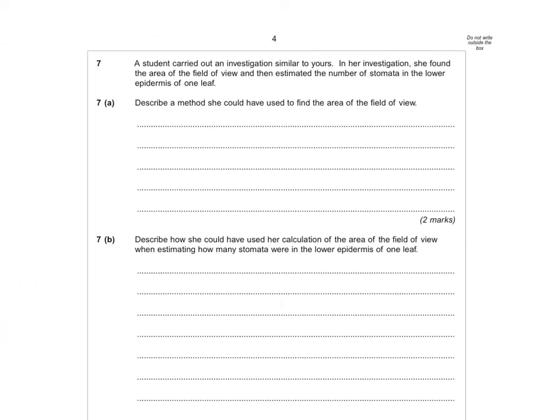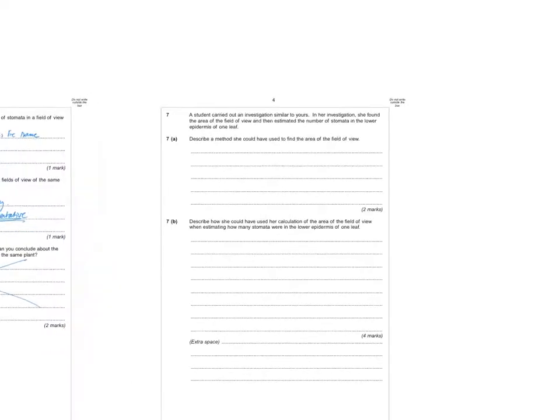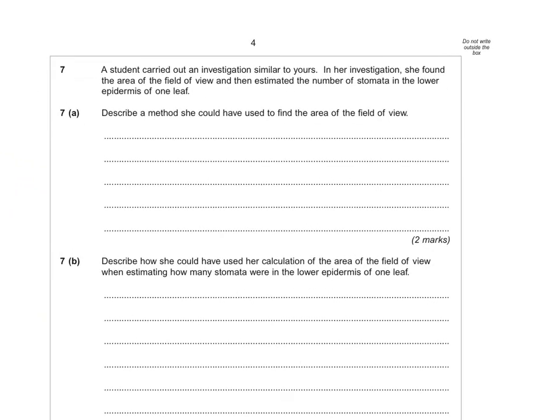Number 7. If we did have it, we'd have mean and standard deviation, and we'd talk about significantly more or overlap of standard deviation. Anyway, 7. A student carried out an investigation similar to yours. In her investigation, she found out the area of the field of view and then estimated the number of stomata in the lower epidermis of one leaf. Describe a method she could have used to find the area of the field of view.